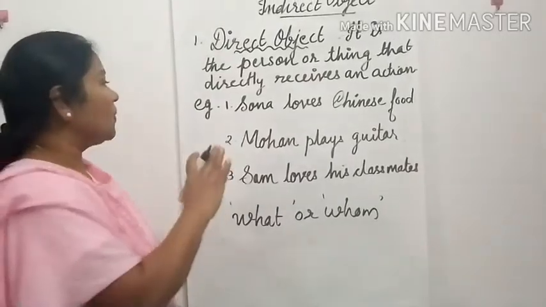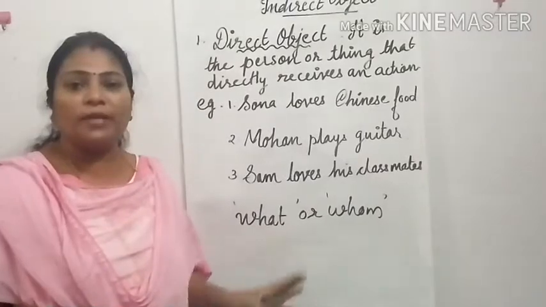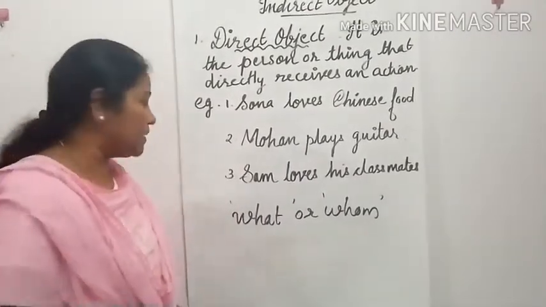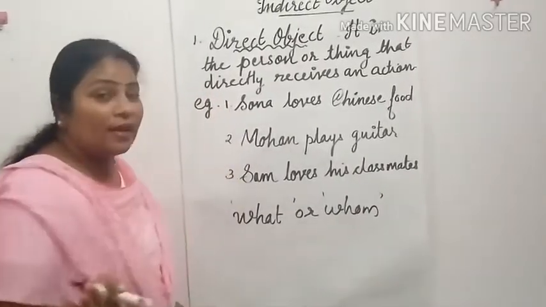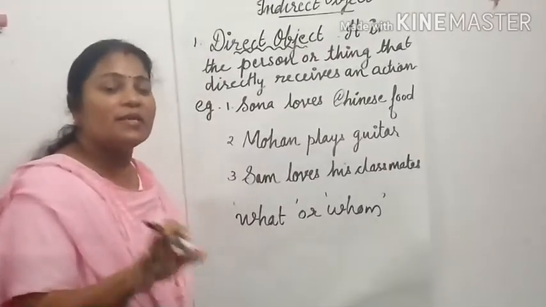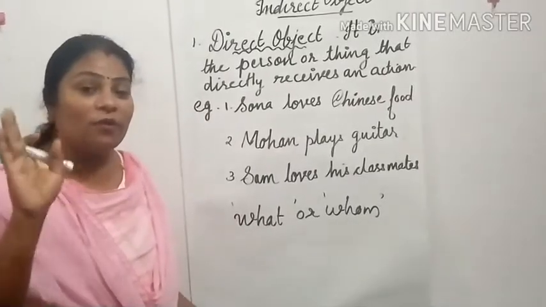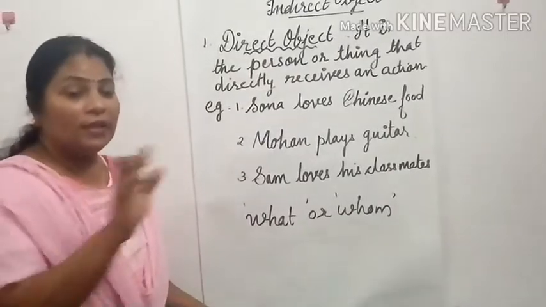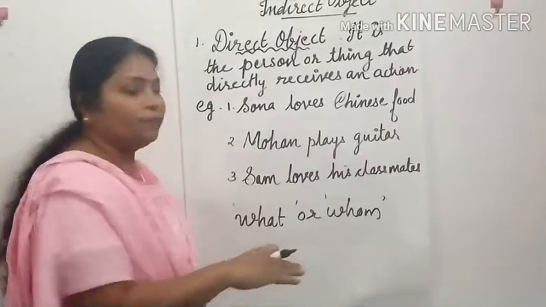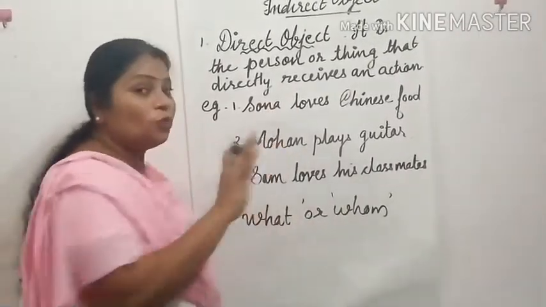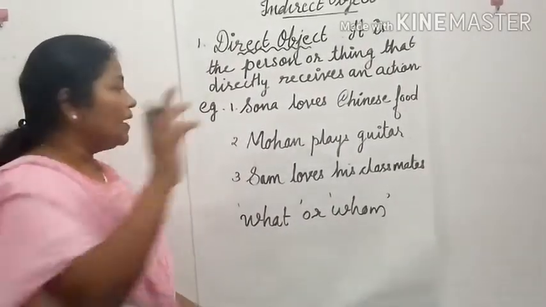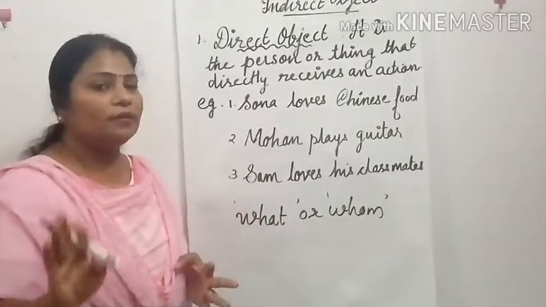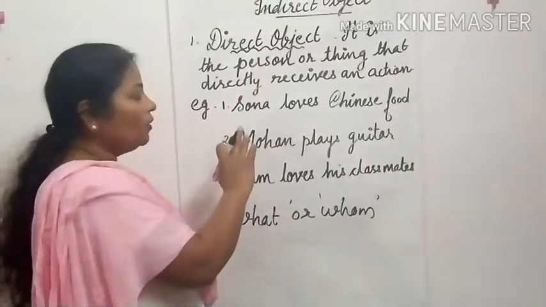Now, look at these examples. Sona loves Chinese food. Second one, Mohan plays guitar. Third one, Sam loves his classmates. Now, we can understand this using these examples. As I said before, you should know how to identify the subject, and more important, you should know how to identify the verb in the sentence. Because then only this is going to be easy for you. When you identify the verb in that sentence, you have to ask the question, what or whom, to the verb. That's why I said you should know the verb. To identify this, you should know the subject, the verb, and then you are going to identify the direct object. Okay, so let's start.